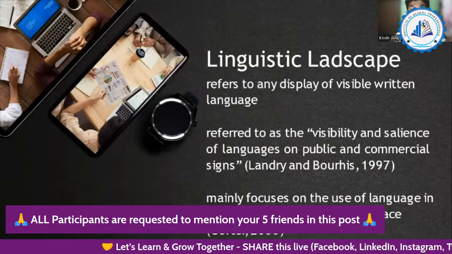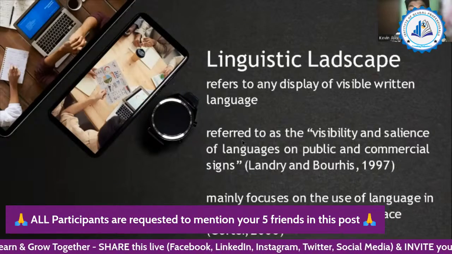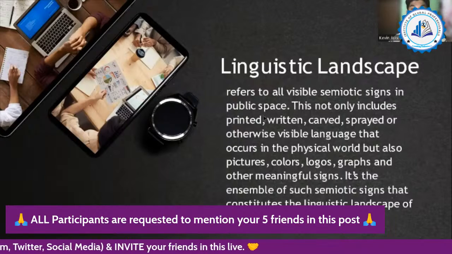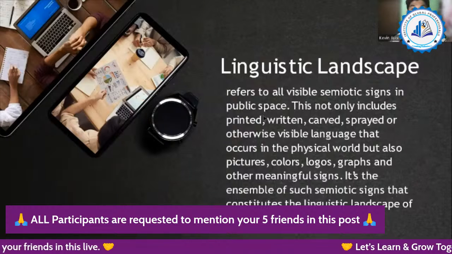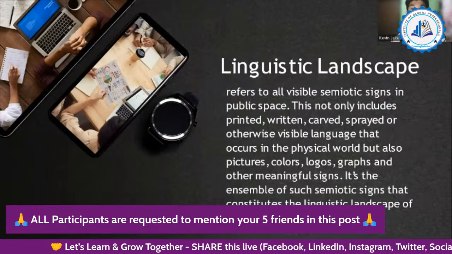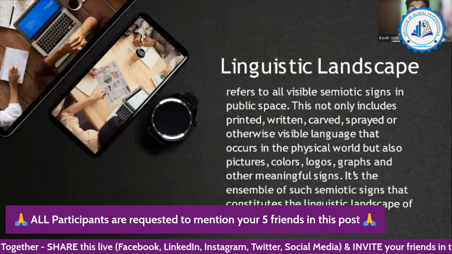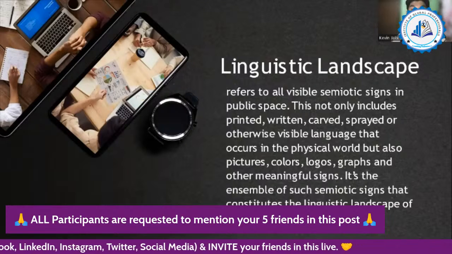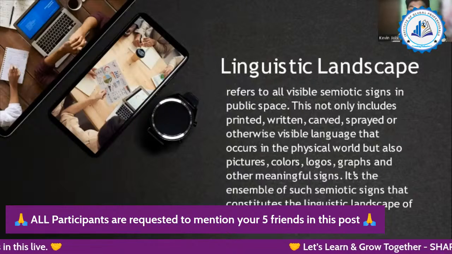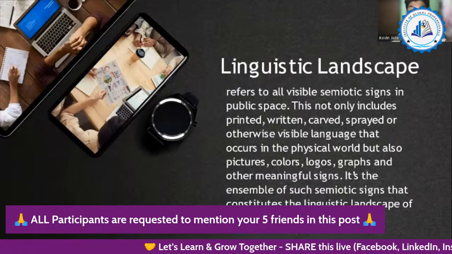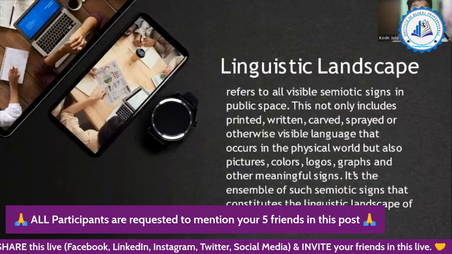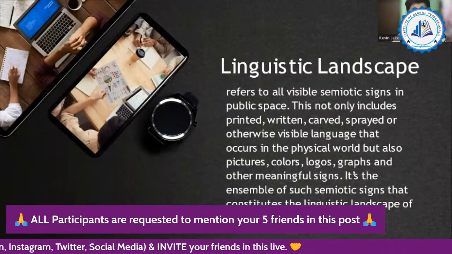Other definitions from Landry and Bourhis back in 1997, they again defined LL as the language of public road signs, advertising billboards, street names, place names, commercial shop signs, and public signs on government buildings that combine to form the linguistic landscape of a given territory, region, or urban agglomeration. So when you talk about linguistic landscape, we're particularly dealing with the language and how the language was used on the signboards or signages in public places or in public areas. And I must say this is actually an emerging topic for linguists, language teachers, and other disciplines also, okay?